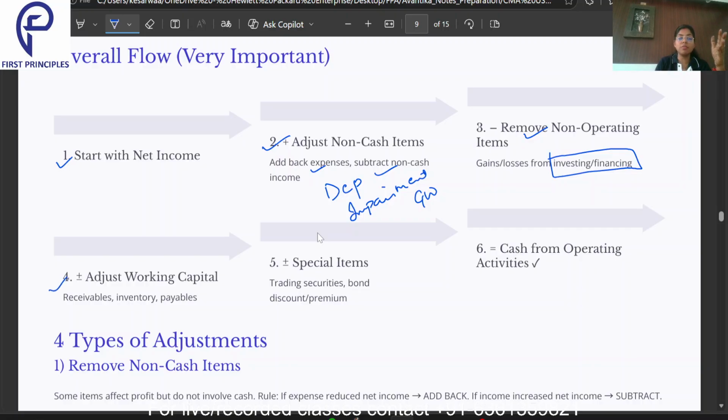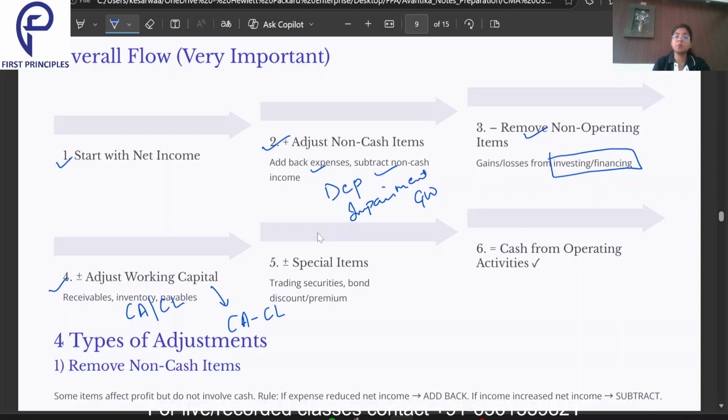Then adjust the working capital. Adjusting the working capital means CACL. What is CACL? Current assets and current liability. First of all, what is working capital? Working capital is current assets minus current liability. It is the amount of money which we need on a day-to-day basis to run our business smoothly, without any hassle. And how do we calculate the working capital of a business? We take all the current assets and from that we remove all the current liabilities.